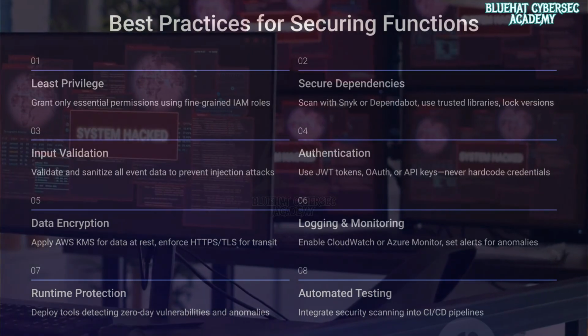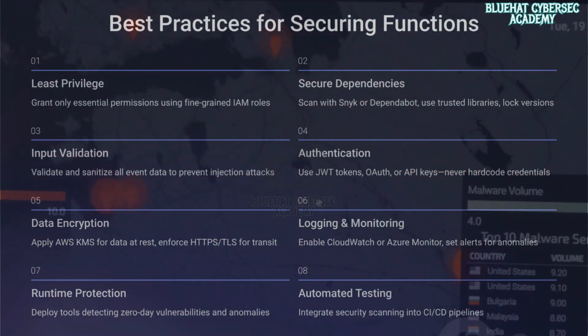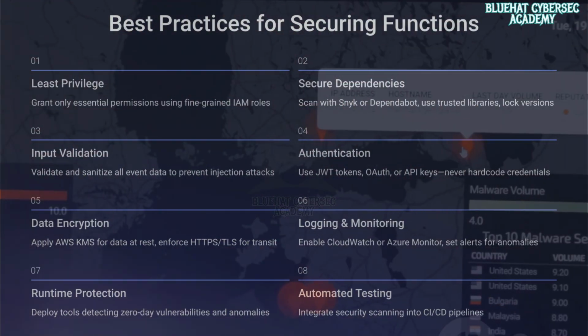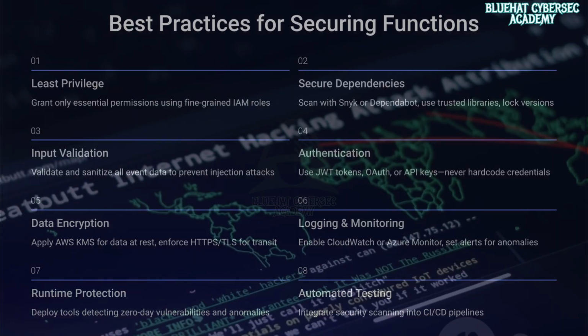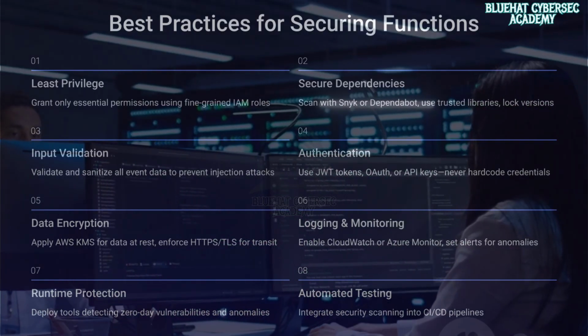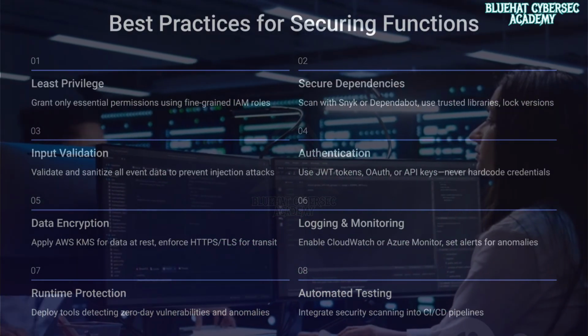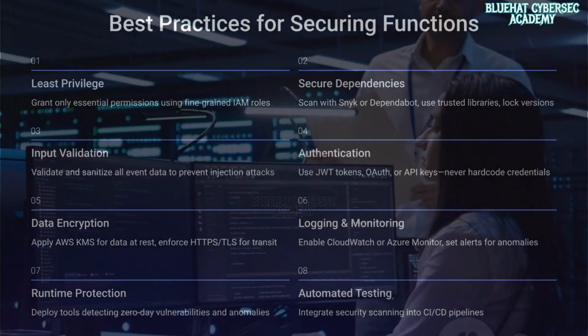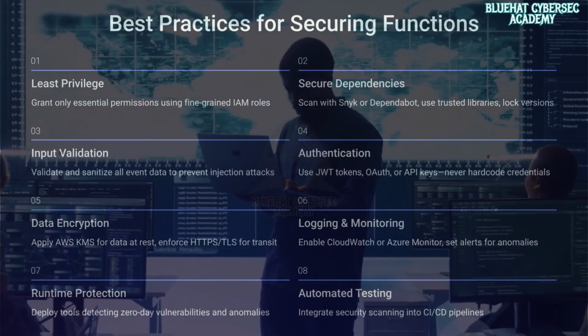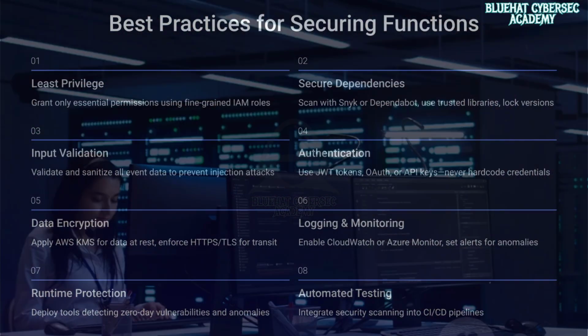Monitor for runtime threats. Consider runtime protection tools or serverless security platforms that detect anomalies, monitor event inputs, and guard against zero-day vulnerabilities. And finally, automate security testing. Integrate security testing into your CI or CD pipeline using static code analysis, dependency scanning, and automated penetration testing. This ensures vulnerabilities are caught early.